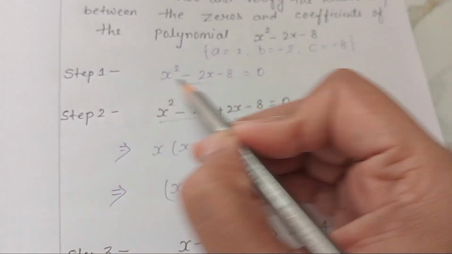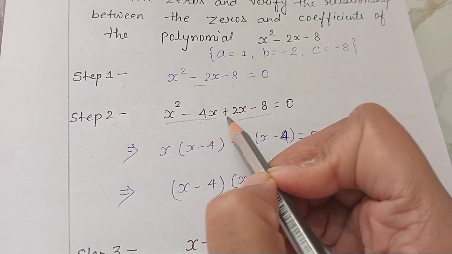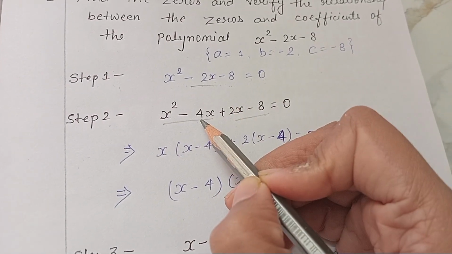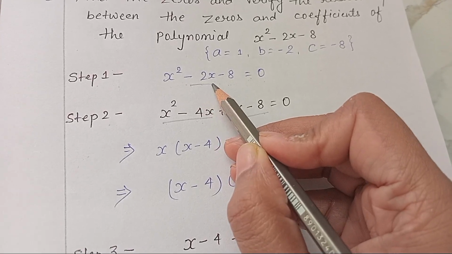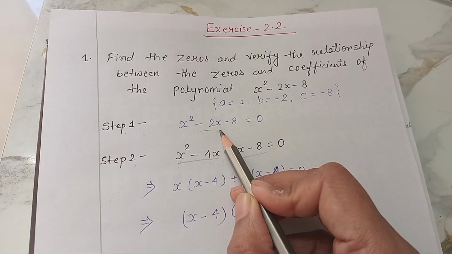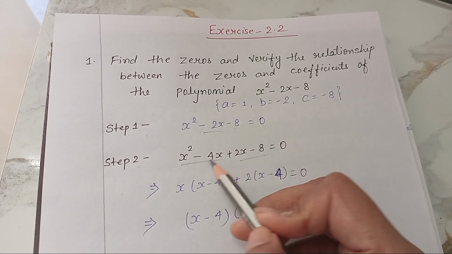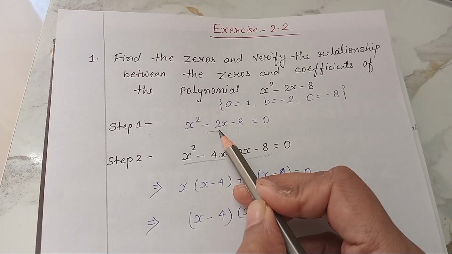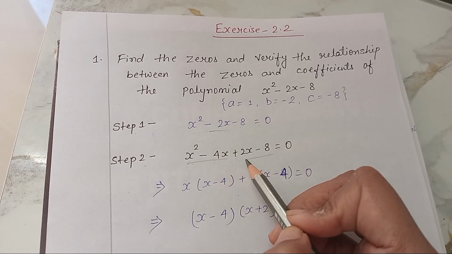Step 1. Set the polynomial equal to 0. Step 2. Factor the polynomial. Here I am using splitting by middle term. Here the middle term is minus 2. We need two numbers whose product is minus 8 and the sum is minus 2. Those numbers are minus 4 and positive 2.